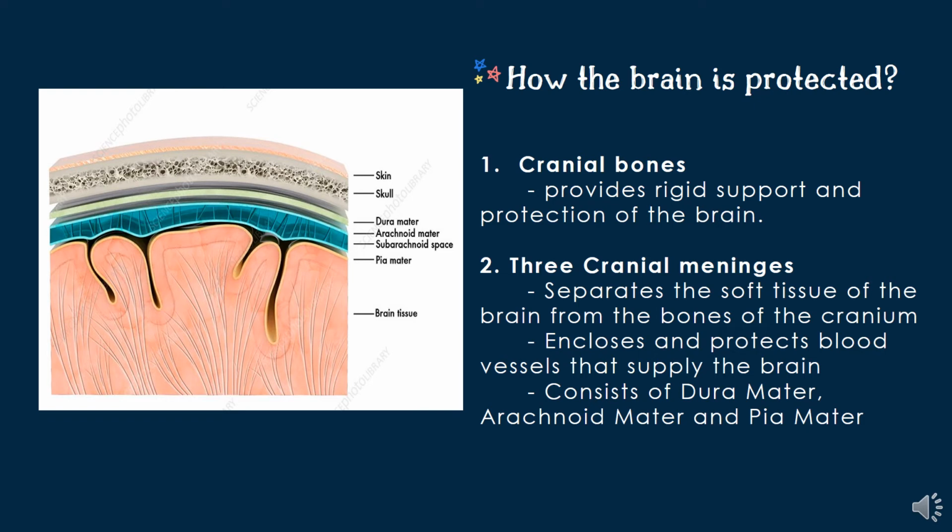Next, we have the three cranial meninges. They separate the soft tissue of the brain from the bones of the cranium. They enclose and protect blood vessels that supply the brain. They consist of dura mater, arachnoid mater, and pia mater. Dura mater surrounds and supports the large venous channels, carrying blood from the brain toward the heart. Arachnoid mater helps protect the brain and spinal cord from sudden impact. Lastly, pia mater acts as a barrier and aids in the production of cerebrospinal fluid.